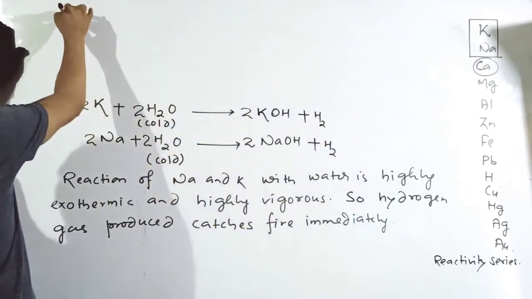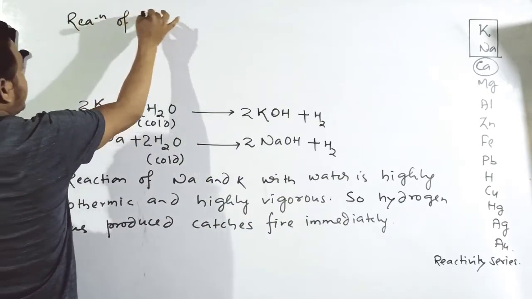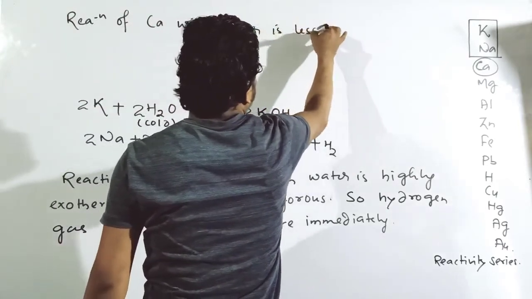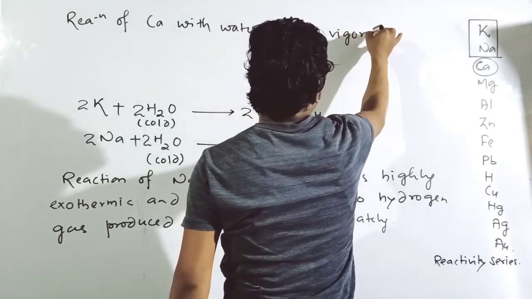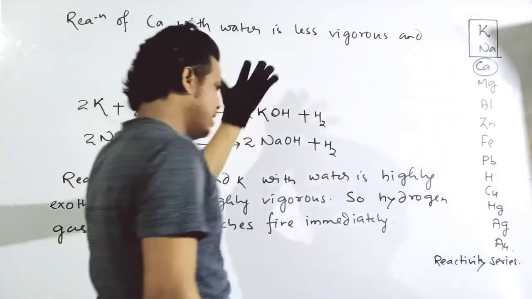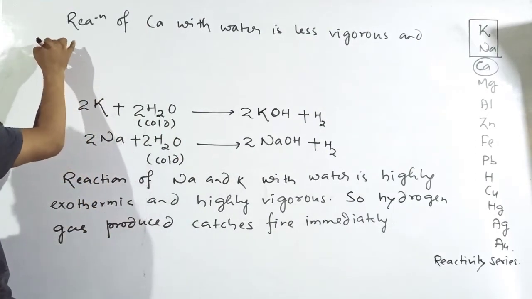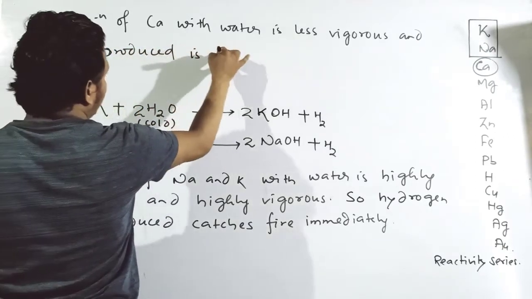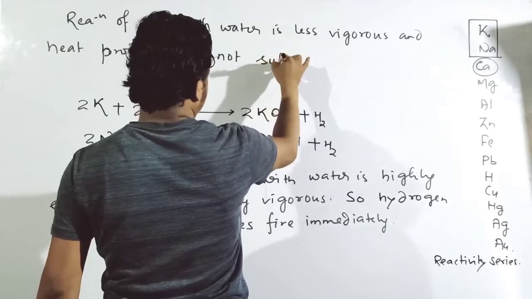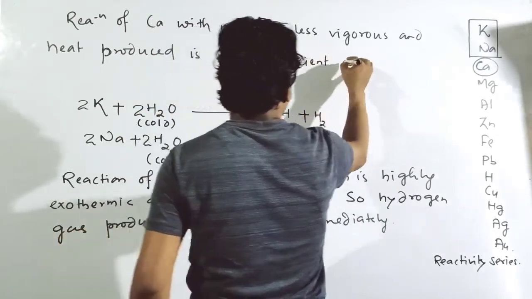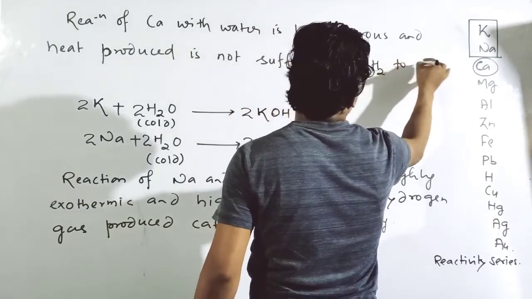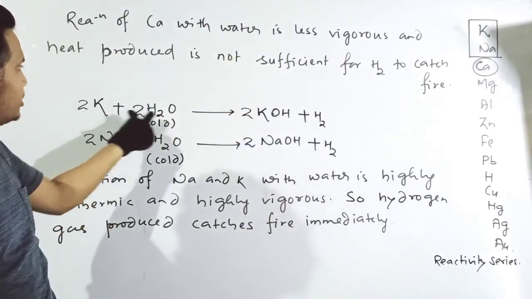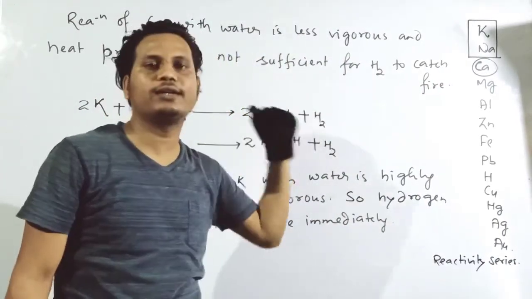So we can say that the reaction of calcium with water is less vigorous and it is also exothermic, and the heat produced is not sufficient for hydrogen to catch fire. The product will be the same: calcium plus water gives calcium hydroxide and hydrogen.